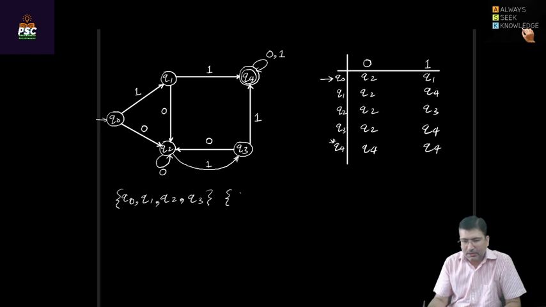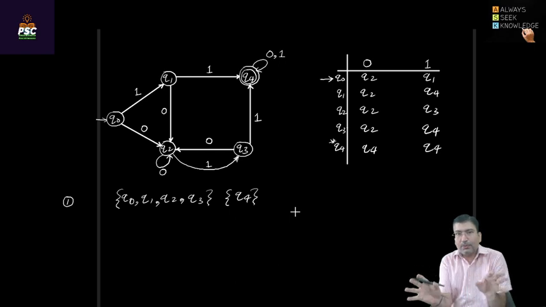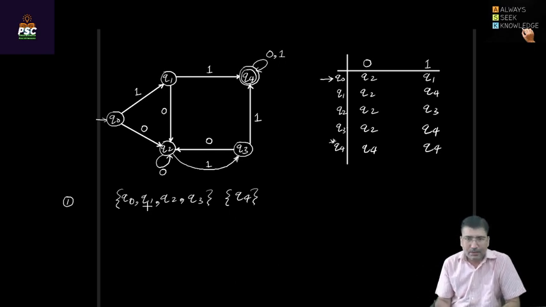Another set there is only Q4, because Q4 is the final state. So this is the very first step in which we are grouping these states. We create two groups, non-final and final. Now what we check later on, so we believe that all these states will be in zero equivalence.